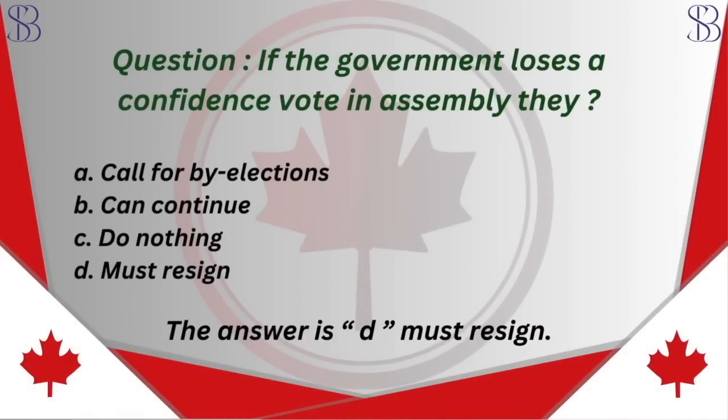Question. If the government loses a confidence vote in assembly, they: A. Call for by-elections. B. Can continue. C. Do nothing. D. Must resign. The answer is D. Must resign.